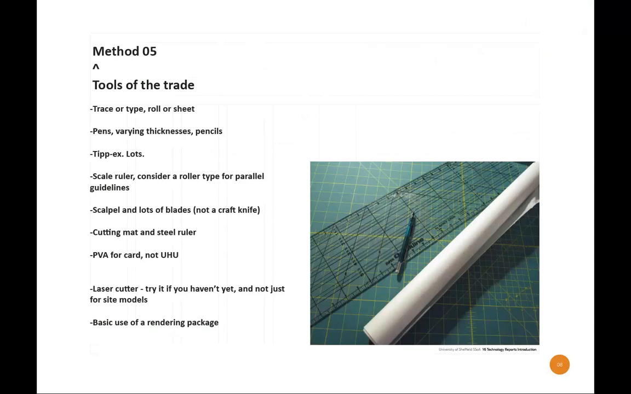So yeah, tools of the trade. I'm sure you know this, but trace is good because you can overlay, your tutor can overlay, in a tutorial. A few pens, Tipex, scale ruler, one of these rollers can be good for keeping your lines parallel, or the dotted paper. Scalpel blades, use lots of sharp scalpel blades so your models are nice and crisp. Not those horrible craft knives that you haven't changed the blade in 10 years. Change your blade every 10 minutes if you're doing something precise.